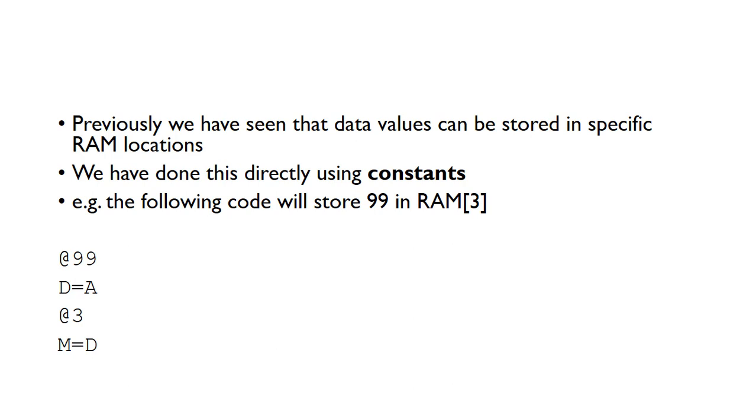The first thing to do is set the A register to the value 99 using the @99 syntax. And we can copy that value into the D register as a kind of temporary buffer. So here D will be equal to 99.